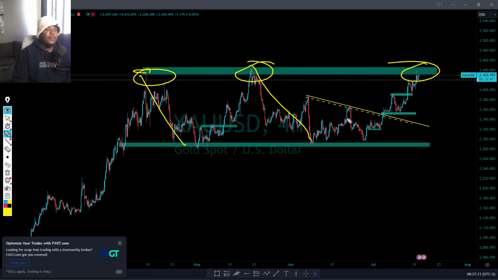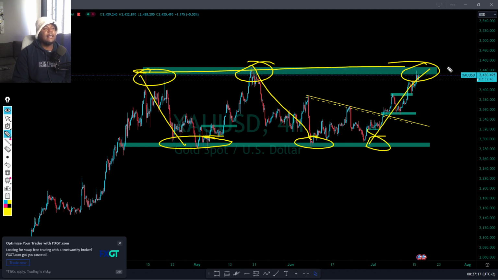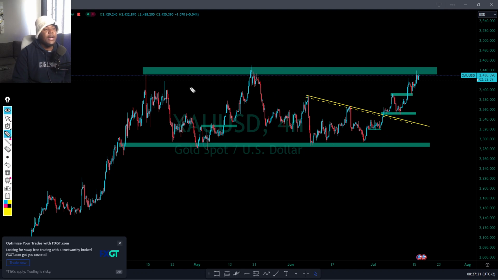On the bottom, you can see that we also have these nice touches. Those show us that these areas are a very strong resistance. So around this area, it will depend. We might see the market reversing and going down. We can see that the dollar is quite strong. I was expecting to see the market going down.